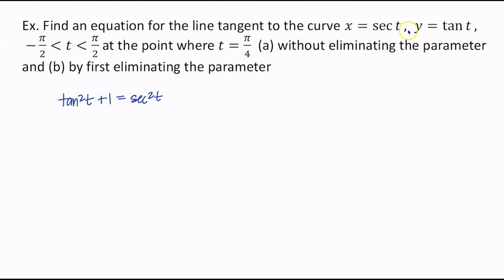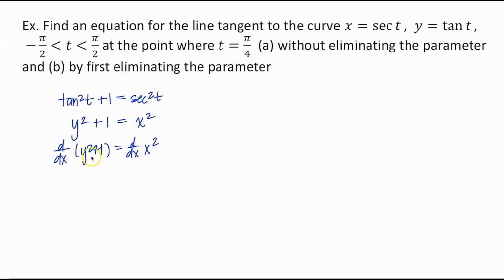Now secant is x and tangent is y. So this equation becomes y squared plus 1 is equal to x squared. What we have now is a Cartesian equation, an equation in x and y. And we want to move forward with taking the derivative. Now this is an implicit equation, and I'm going to find the derivative using implicit differentiation. I'm going to take d dx of both sides and go from there.